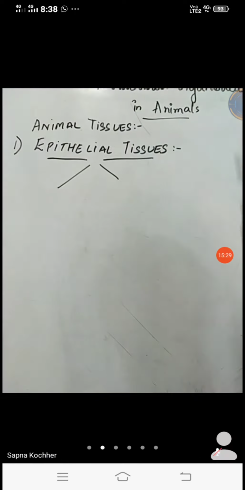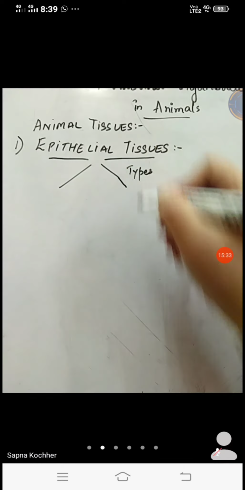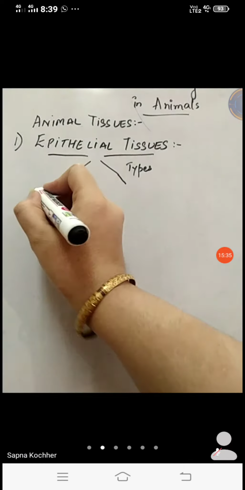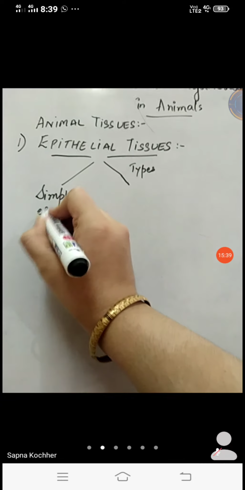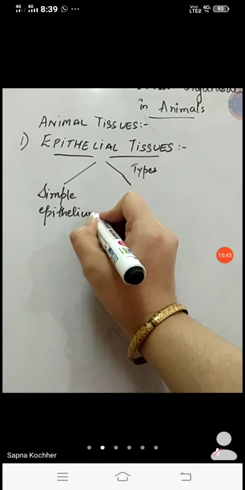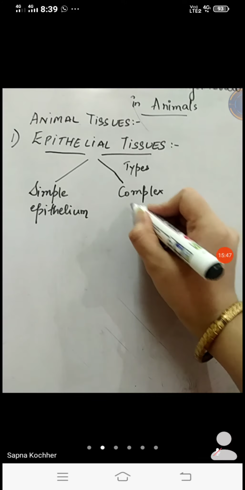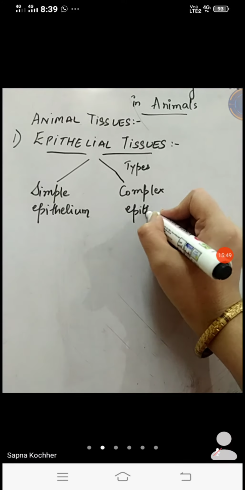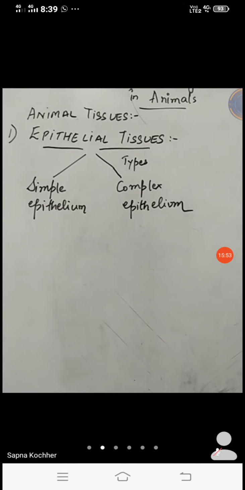The types of the epithelial tissue are the simple epithelium and the complex epithelium. Now, what are this simple and the complex epithelium?